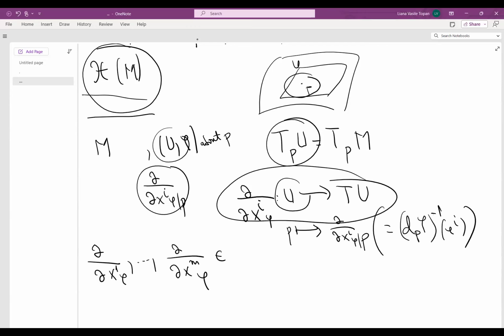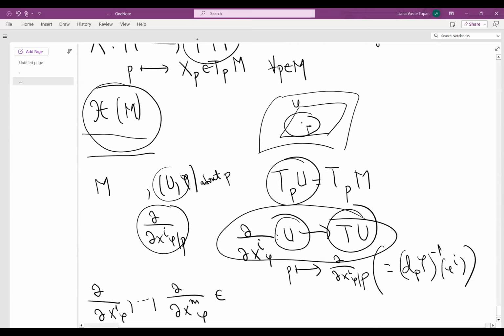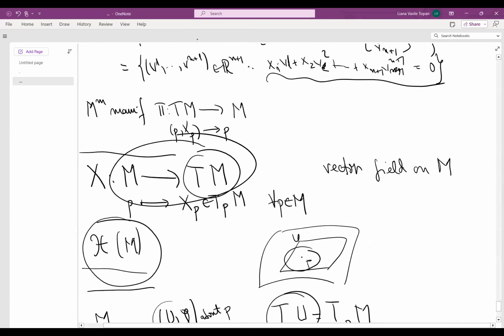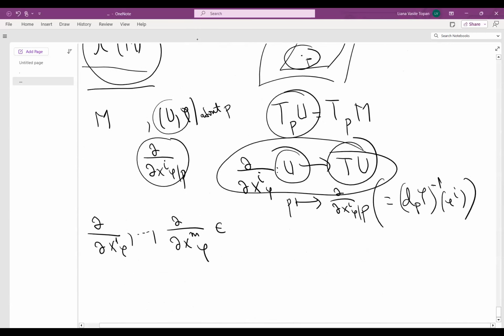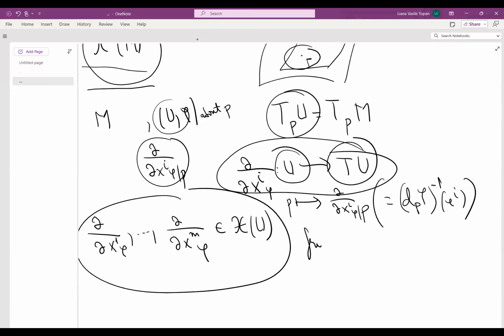So they are functions going from U into T of U. So they are functions of this type, you see. So they all will be here, right? Sections of this tangent bundle of U. So they will be vector fields. They will be vector fields on U. Now we say that this is a frame.